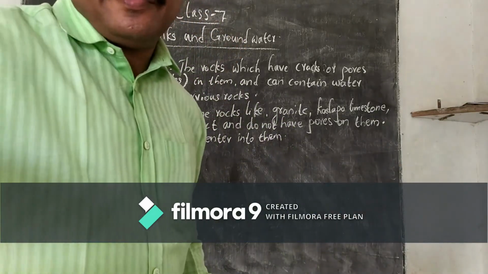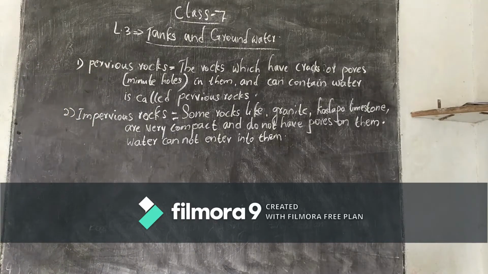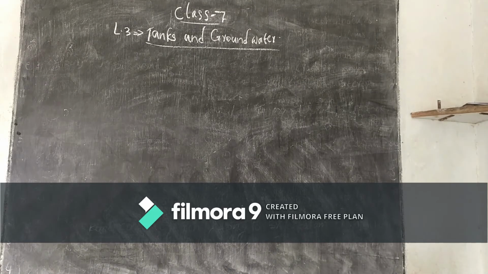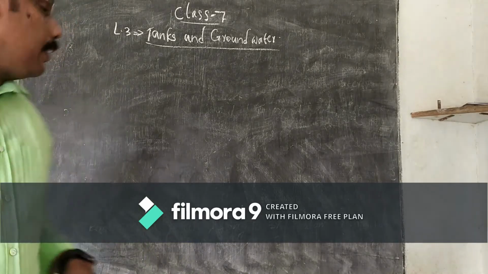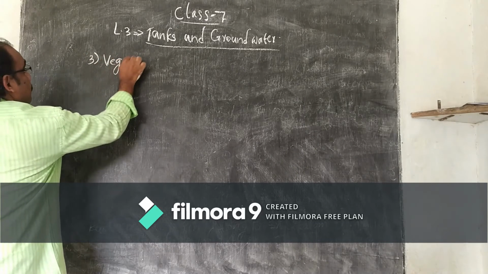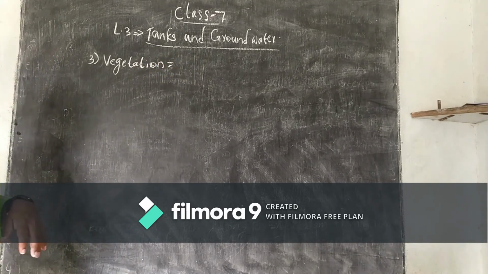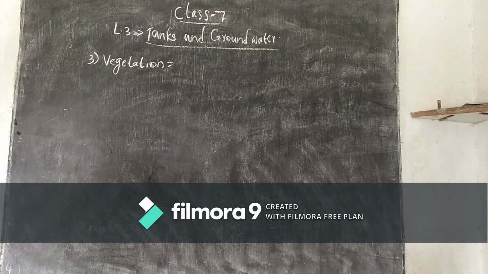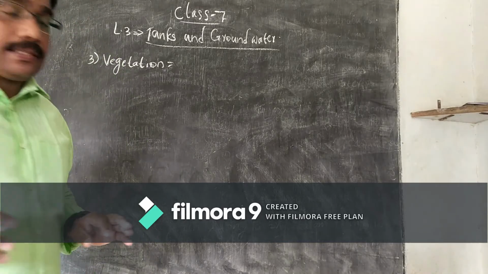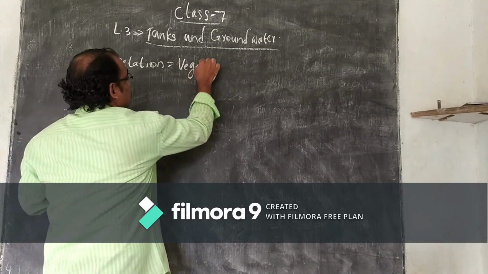Next, coming to the keyword vegetation. The meaning of vegetation: vegetation means trees and grasses.